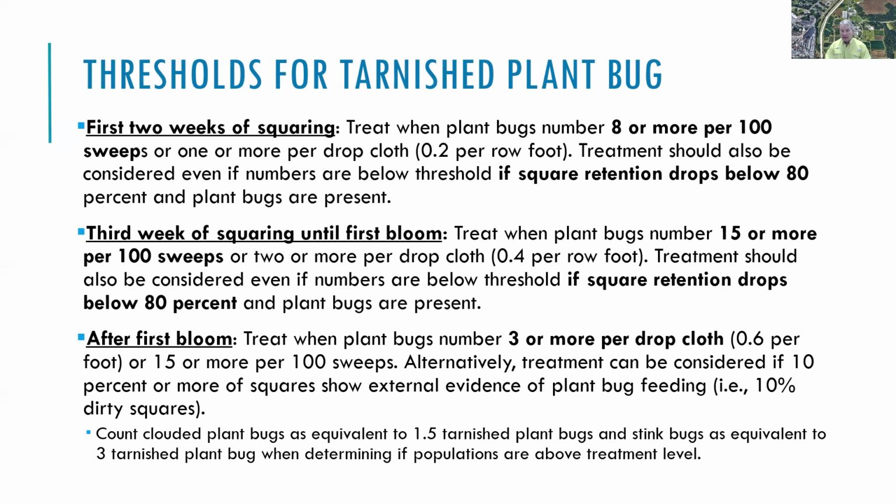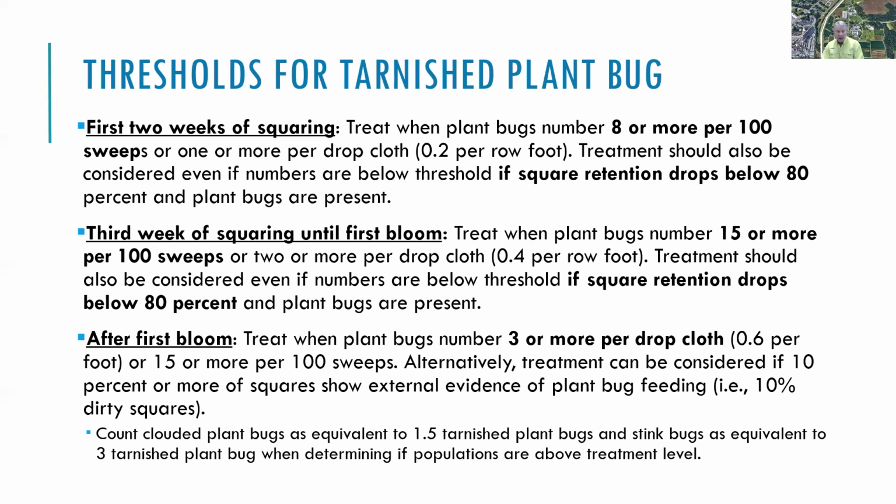Now, once we get into bloom, I start giving people some little cheats. One is for clouded plant bugs. I tell people to count them as equivalent as 1.5 tarnished plant bugs. And that's because on a per bug basis, they do a little bit more damage. They're a bigger bug, but they're also more likely to feed on bolls, which is worse than feeding on squares.